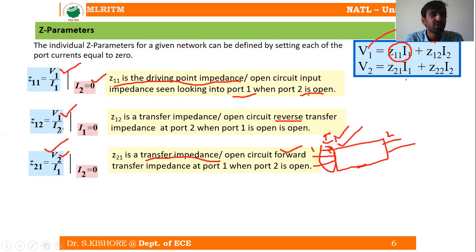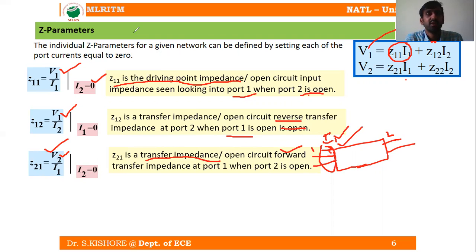So it is the input voltage to the output current, so it is a reverse transfer impedance. This is the reverse transfer impedance at port 2. If you look in from port 2, when port 1 is open, we get Z12 equal to V1 by I2.